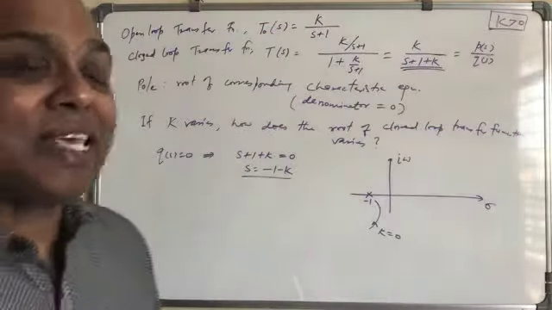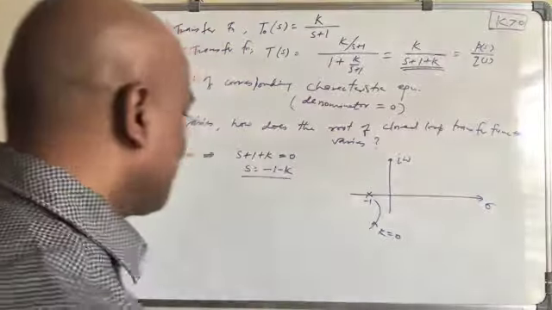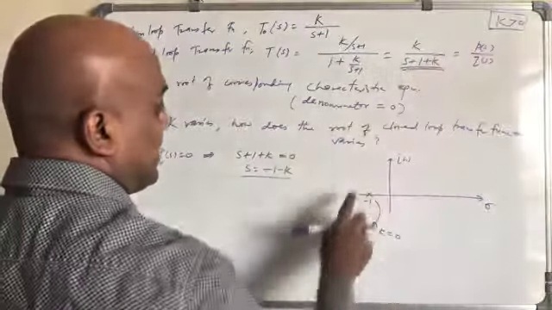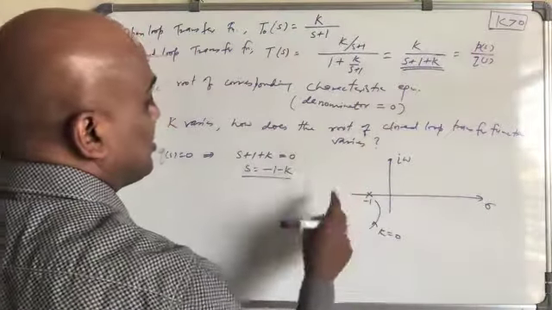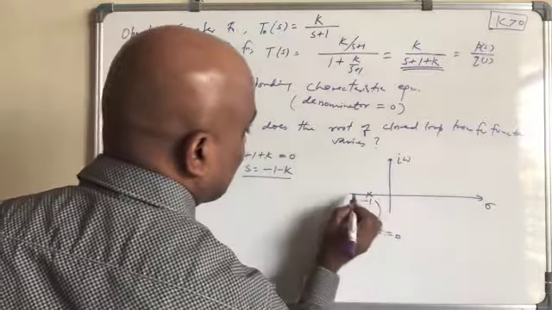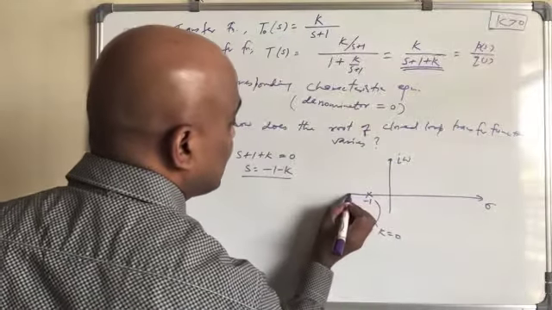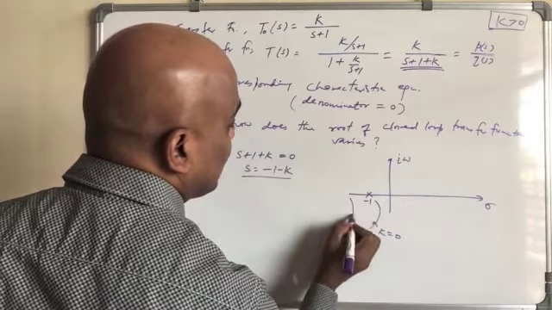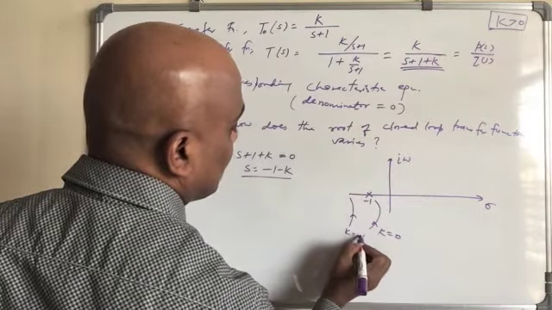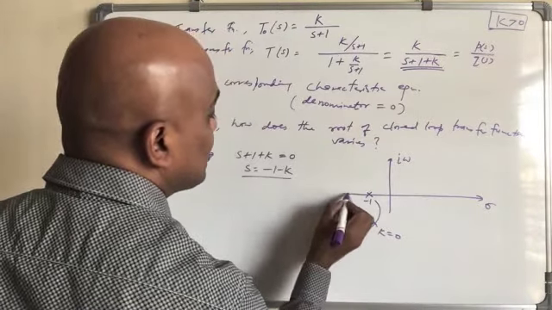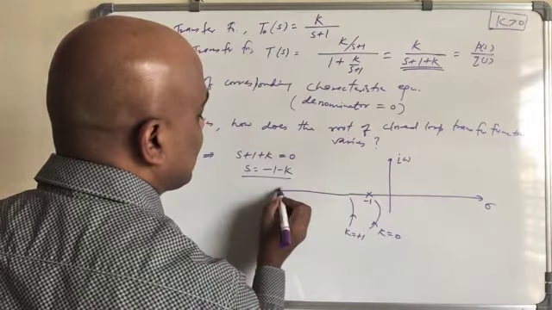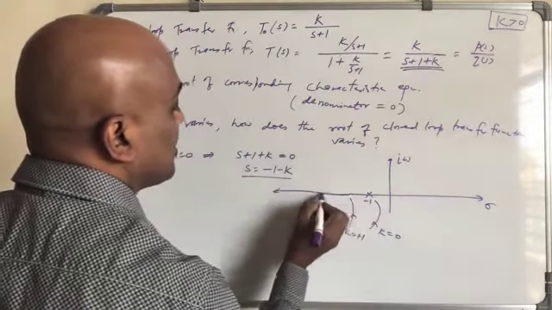Whenever you are plotting this, you will assume K is positive. So in this case, increase K. K equal to minus 1. So K equal to 1. So this is the point, right? So at this will be K equal to plus or minus 1, and so on. You will find that this will move this way.